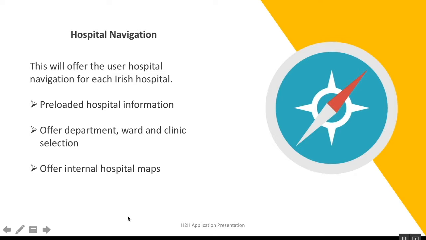I'm going to talk you through the hospital navigation features in our application. The aim of this feature is to offer the user step-by-step directions in a given hospital. As the information is preloaded in the application, a user won't need to use any mobile data or Wi-Fi to access this information. This part of the app covers all areas in the chosen hospital. It will provide department, ward, and clinic directions. In the next section of the slideshow, I'll run through the code which allows this function to work.